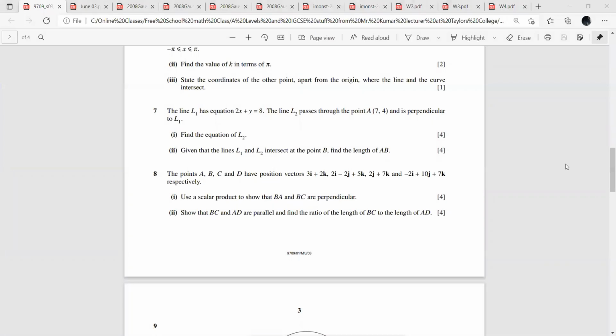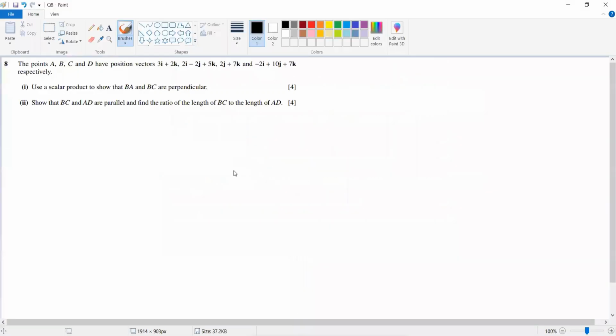Let's begin with question number 8. Okay, let's move it to a whiteboard, please, and discuss that. So the points A, B, C, D have position vectors. What are position vectors? They're given relative to the point of origin.